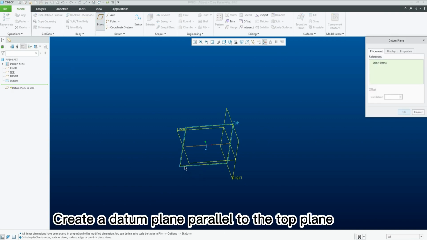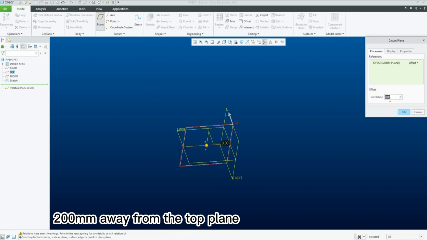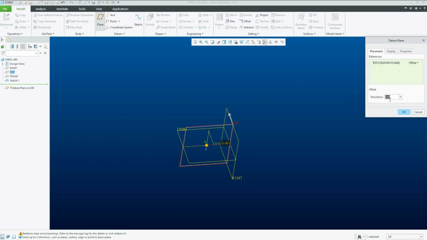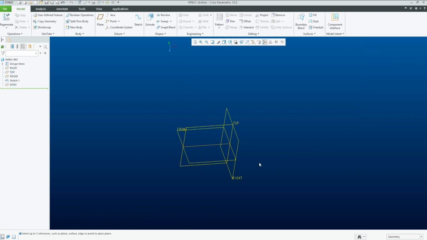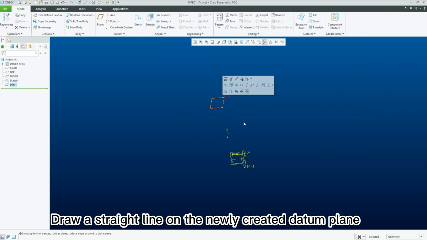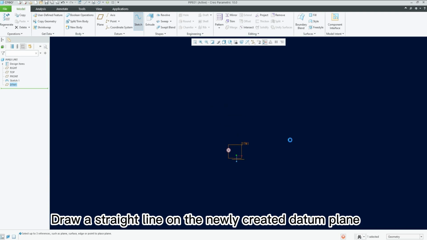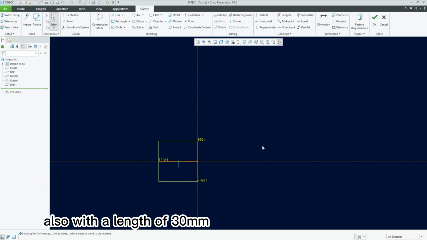Create a datum plane parallel to the top plane, 200 millimeters away from the top plane. Draw a straight line on the newly created datum plane, also with a length of 30 millimeters.